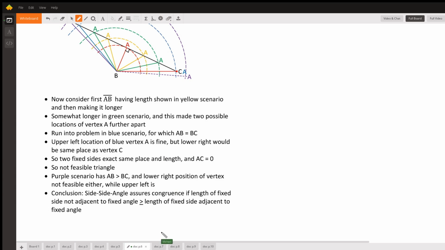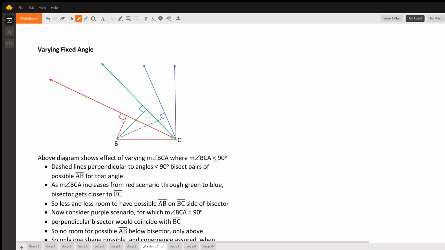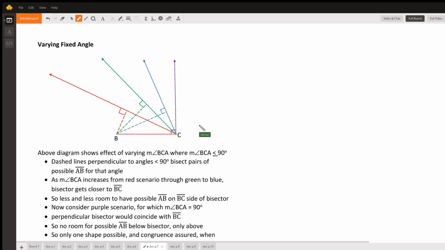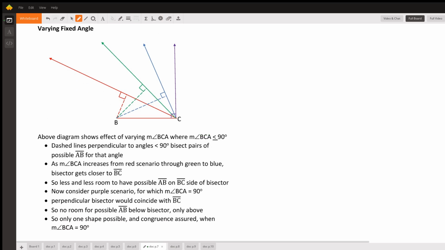Now let's look at what happens if we vary the angle instead. So what we have here, this is the perpendicular, what we saw was actually the shortest possible length of a side that could work, and it bisects the other possibilities. Like here and here, if we had a length like that, then that would work and that would work, and this would be exactly in the middle. And same here and here.